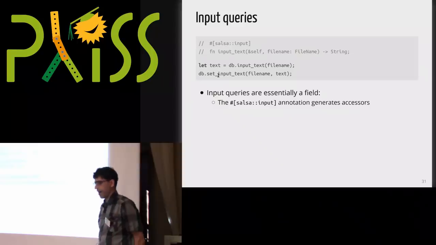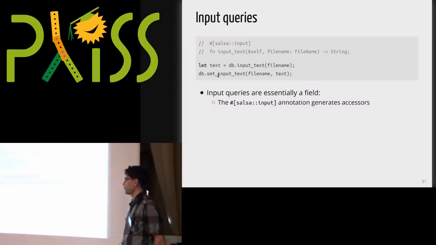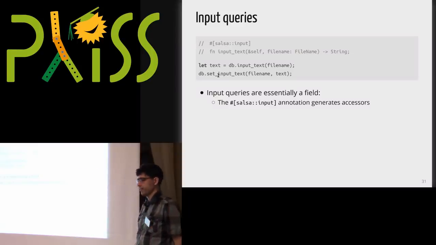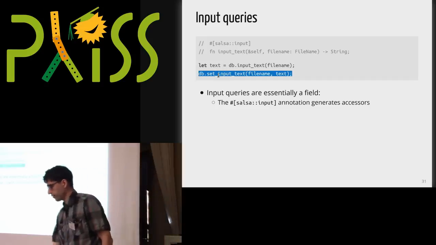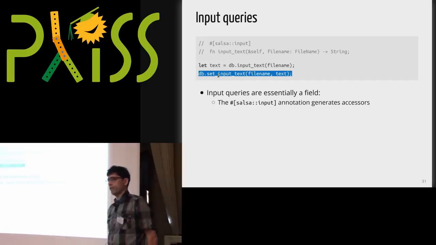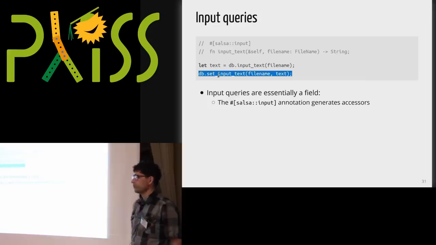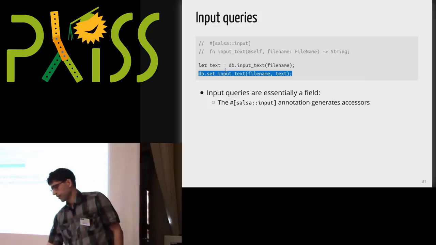So when you have the input queries, basically, what you wind up with essentially is a kind of hash map that's storing your base data, right? And the framework will automatically generate a setter that you can invoke to set the value. And you can also just use it like a method to get the value.